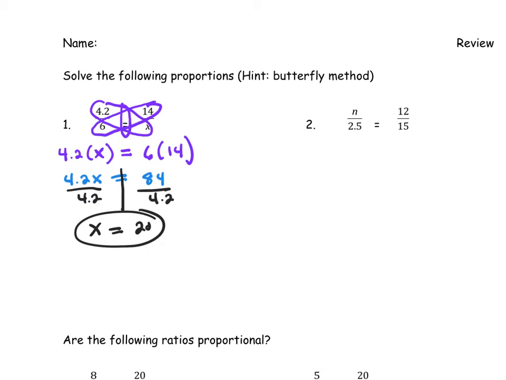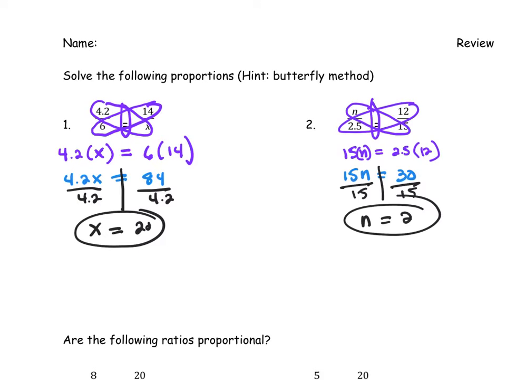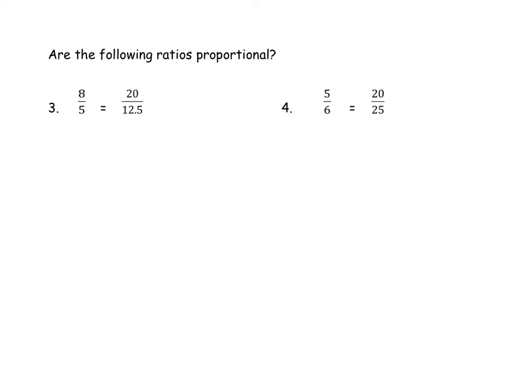So please try number 2 on your own and then look back and see if you agree with the answer. The answer to number 2 is n equals 2. So both in 1 and 2, what we did is we found the value for the variable that would make both ratios equivalent.